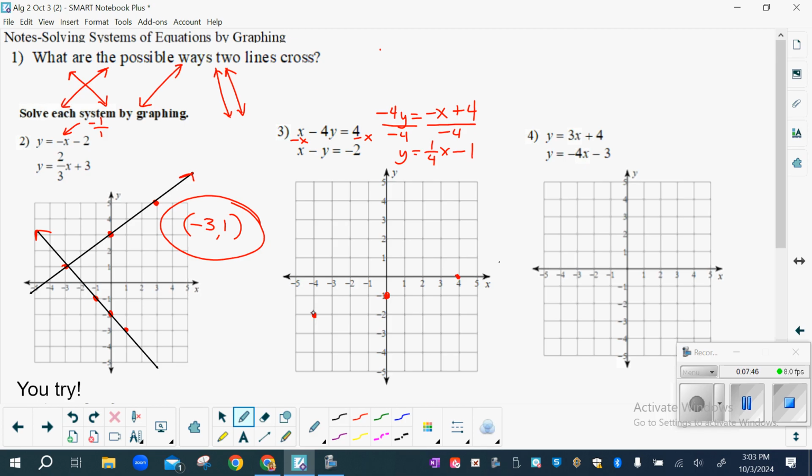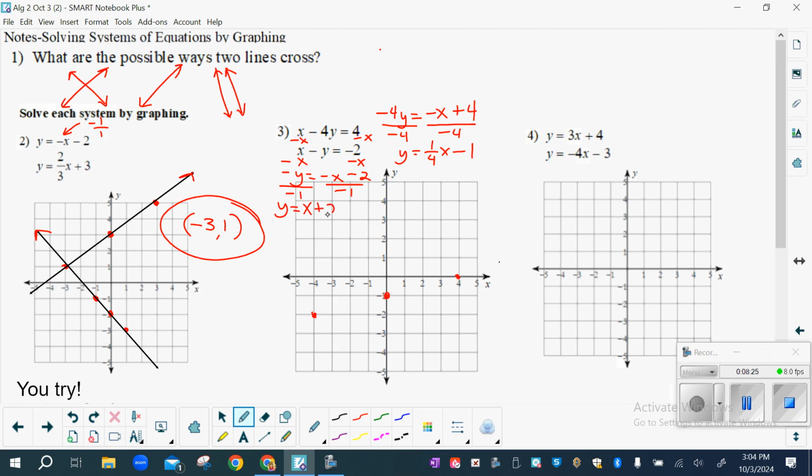So we want to get y by itself on this one here. So what would we do first? Will, what do we do first to get y by itself on this equation? Good. So -y equals -x minus 2. Then divide by -1, and we get y equals what? Positive x and then plus 2.